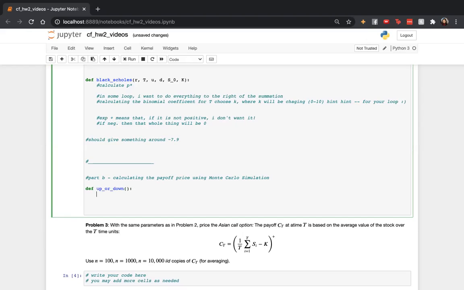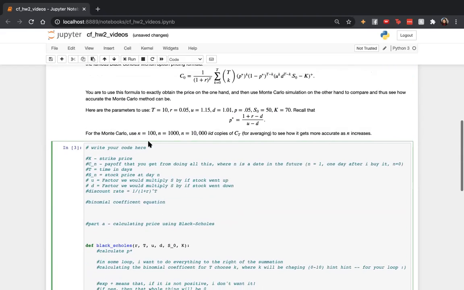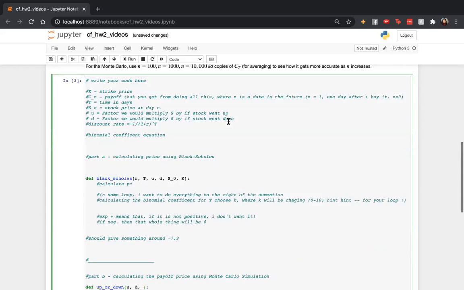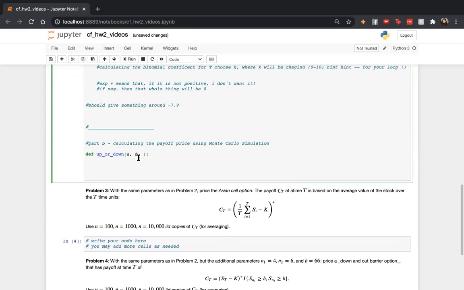And our up or down, so again, if you haven't watched problem 1, I cannot emphasize it enough. Please go watch it, otherwise you'll be very confused. But our up or down is going to take in a couple of things. Because we're deciding if it's up or down, we are going to take in U and D. But we also have to take in our P, because our P is what's going to decide if we are going to go up or down. So we are going to take P star.